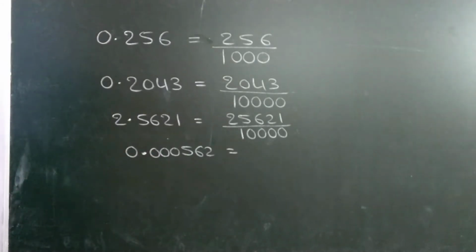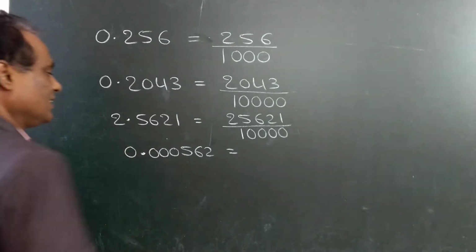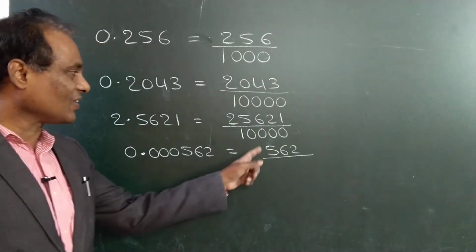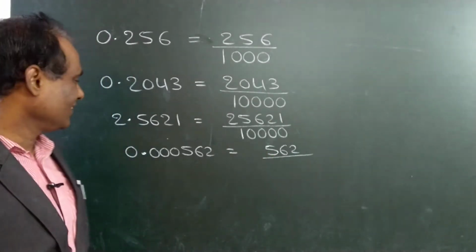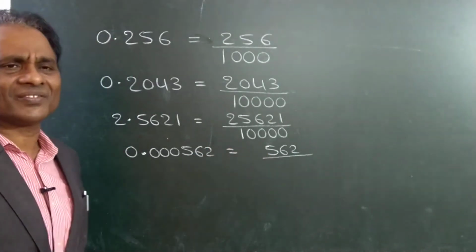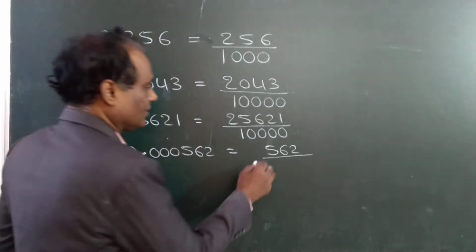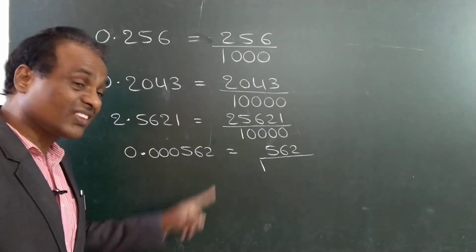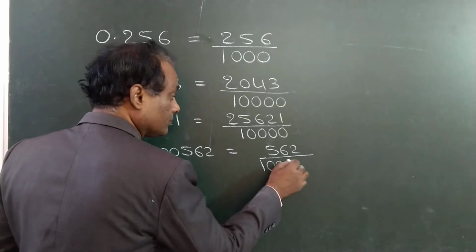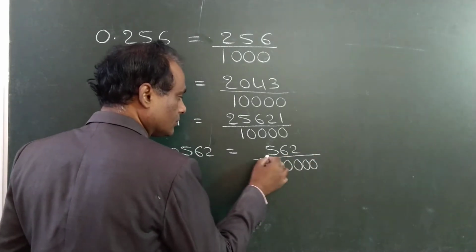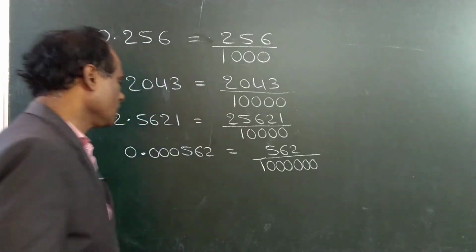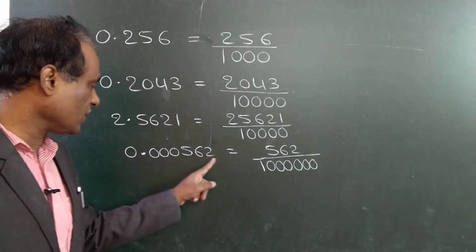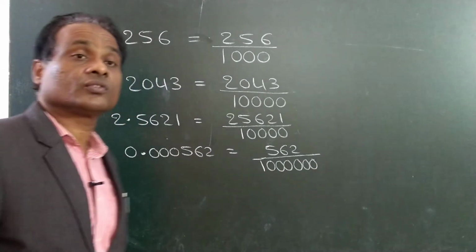How to remove the decimal? Write 562. No need of writing zeros, because even if you write 0, 0 5 means 5 only. So no need of writing these 3 zeros; 562 is enough. Then 1 followed by zeros: after the decimal 1, 2, 3, 4, 5, 6 digits, so 6 zeros.